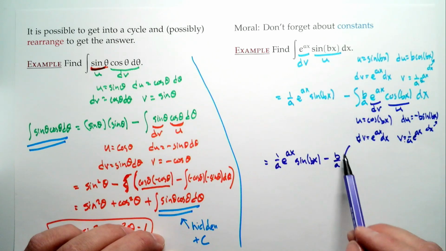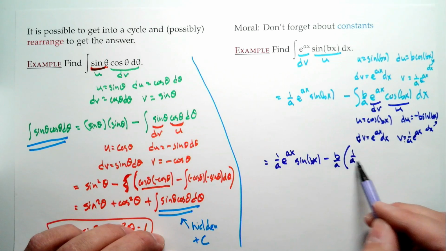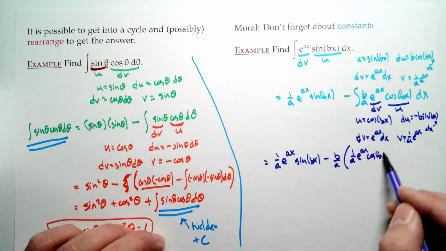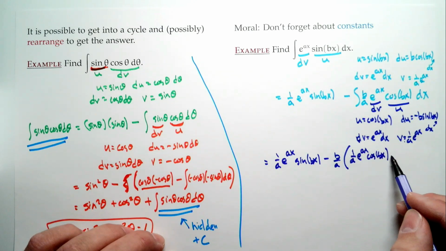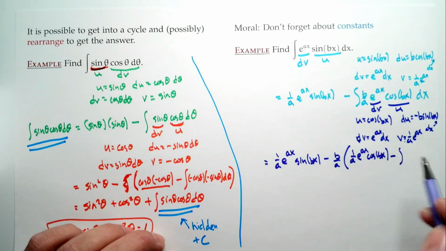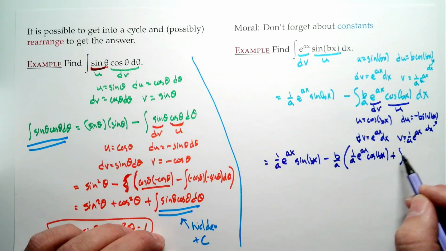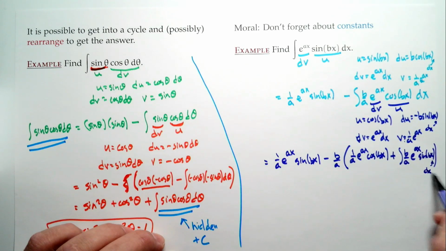Okay, so I have a parenthesis, uv, so that's 1 over a e to the ax cosine of bx, minus the integral of v du. So there's a b and a 1 over a, and there's a minus sign, so this will become plus. There's a b over a e to the ax sine of bx. Okay? And there's a dx that you can't see because it's so small.